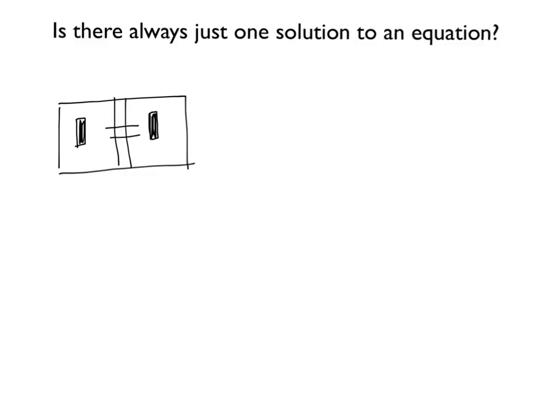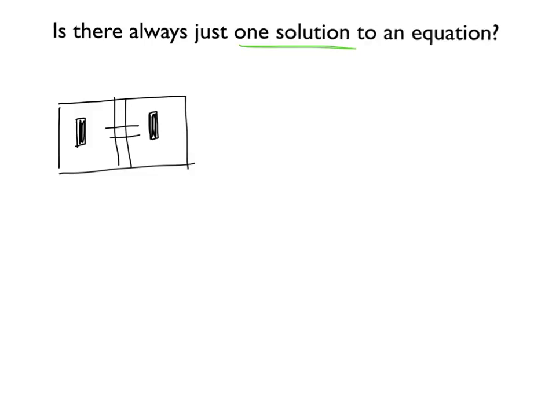All right, so we're going to look at another special type of equation. So my next question is, is there always just one solution to an equation? Is there always just one answer, like x equals 5? Or could there be more than one answer? So we have an equation mat here. Let's just see what we have.